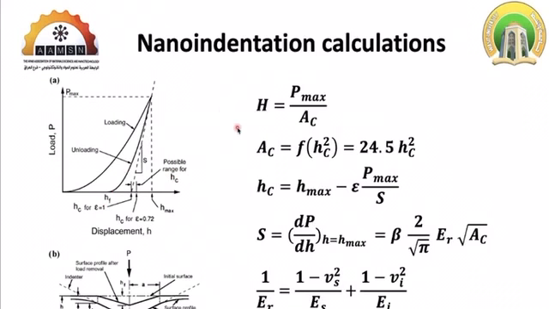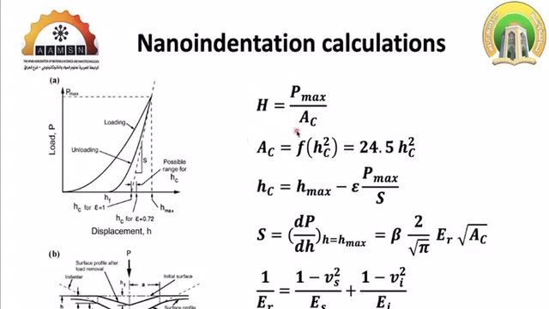Hardness is defined as P over A. P here is the maximum load that we applied during the test. AC is the projected area of the contact area.